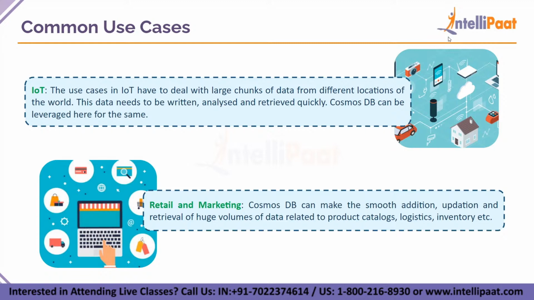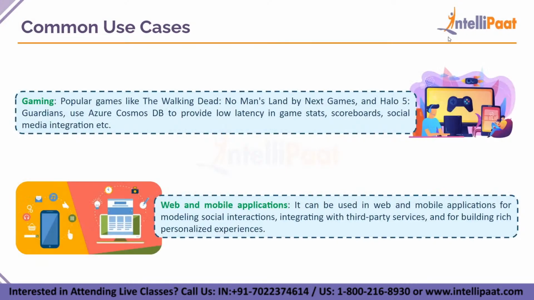The next one is retail and marketing. Here also Cosmos DB can make smooth addition, updation, and retrieval of huge volumes of data related to product catalogs, logistics, inventory, etc. Then in gaming, since all of the world is connected and the internet has become this huge thing, people are always gaming. So a lot of data, such as game statistics, is coming, and Azure Cosmos DB can provide help in giving low latency game stats, scoreboards, social media integration, etc.